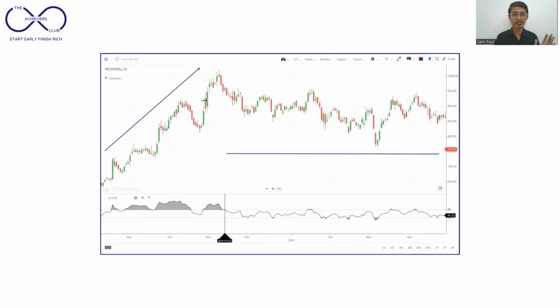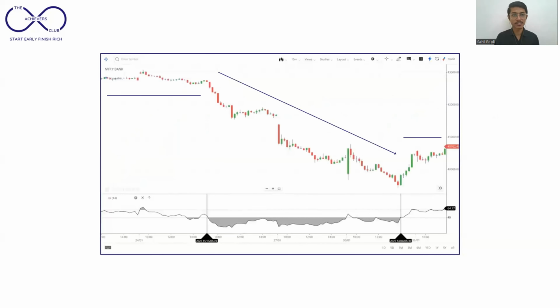Next, we have McDowell N. First, it was completely in an uptrend, forming higher tops and higher bottoms. In between, it gave a slight correction as well. It broke down of 60, but after that point of time, it was completely in a consolidation zone, that is similar tops and similar bottoms. Next, we have Bank Nifty on the 15 minutes time frame. First, it was in a consolidation zone, and then it broke down of 40. Then it was completely in a downtrend, forming lower tops and lower bottoms, and again it went into a sideways zone. Right.